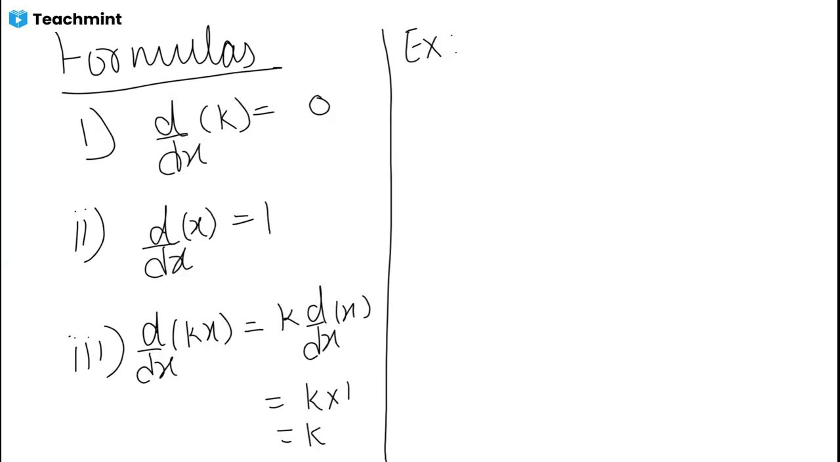Here we are differentiating 5. So 5 is a constant, and its derivative is 0, because there is no change.